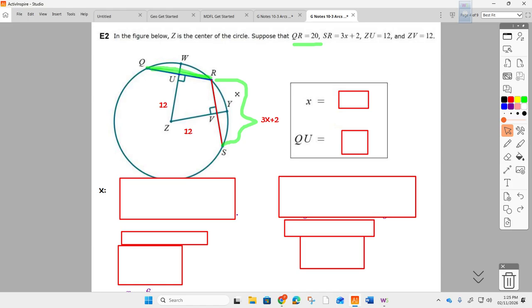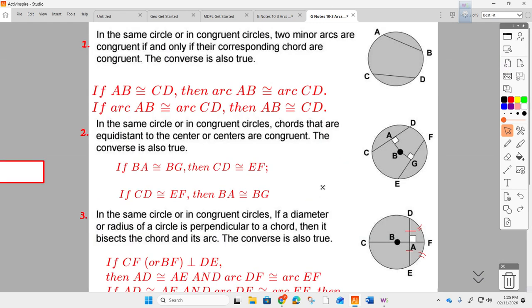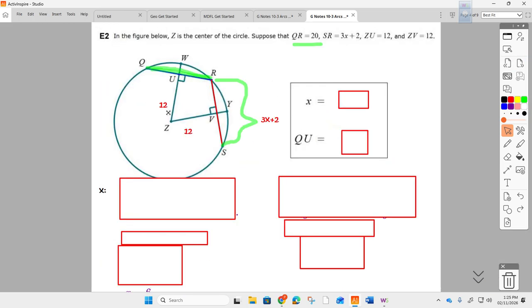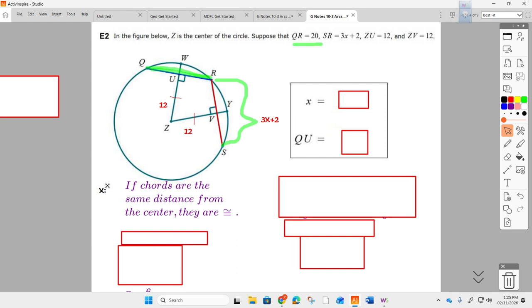So let's look back at our rules. It has to do with the distance from the center of the circle, right? If the chords are congruent, then the distances from the center are the same. If the distances from the center are the same, then the chords are congruent. These are the distances from the center, right? Are they congruent? They are. That's why Corey's equation is true. So if chords are the same distance from the center, then they're congruent. If they're congruent, then we can write that equation that says 20 equals 3x plus 2.